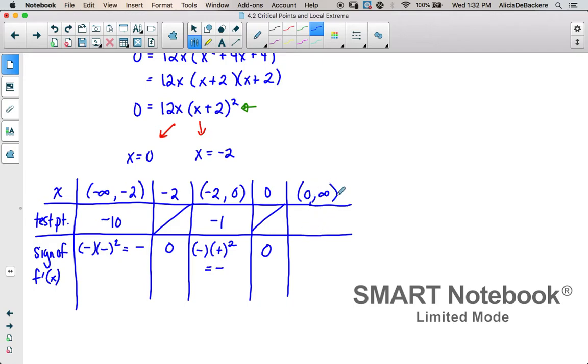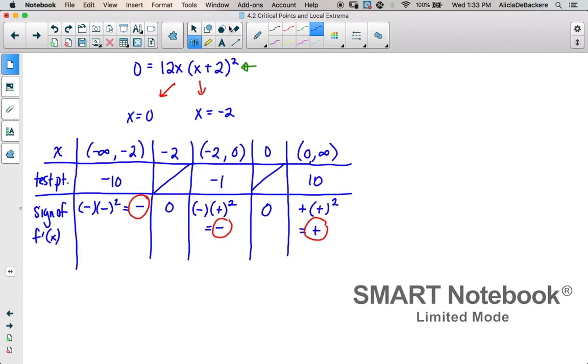And then picking some number between 0 and infinity, I'll pick 10. Again, you could pick 1 if you like. I'm going to do 12 times 10, that gives me a positive. And then plugging 10 into the bracket, that's also going to be a positive squared. And so here I'm going to get positive times positive times positive. That is a positive. So we've got our three answers here: negative, negative, positive.